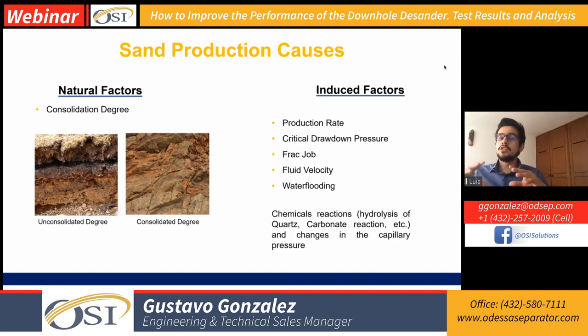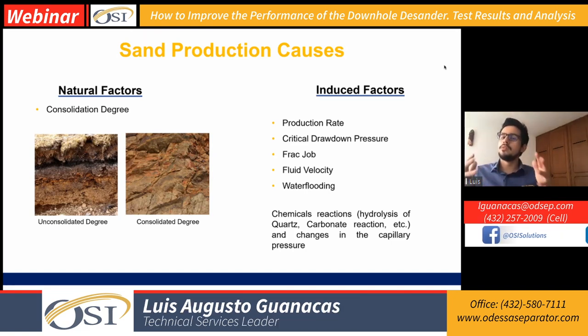In this section, we are going to introduce sand production causes. We are going to focus on the main causes of sand production, and we are going to try to identify how these causes affect the performance of your wells. So, sand starts in a well because the rock failed. And the rock can fail for two reasons. We can address natural factors and we can address induced factors.